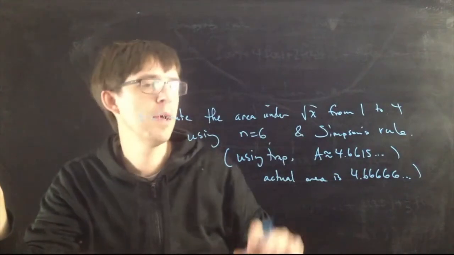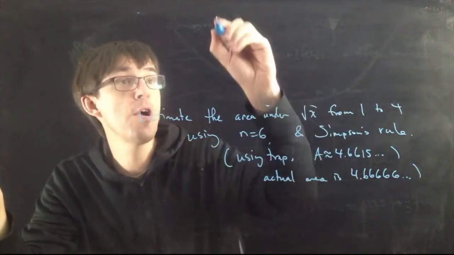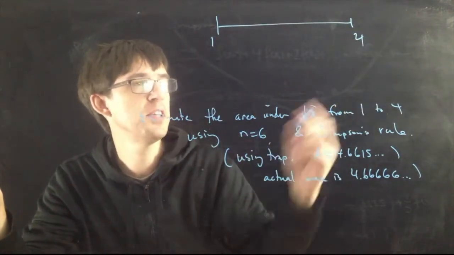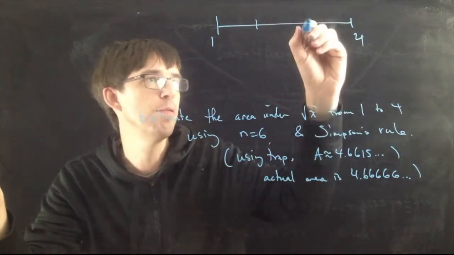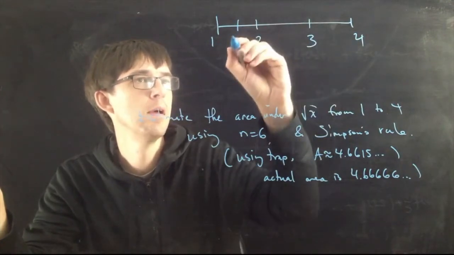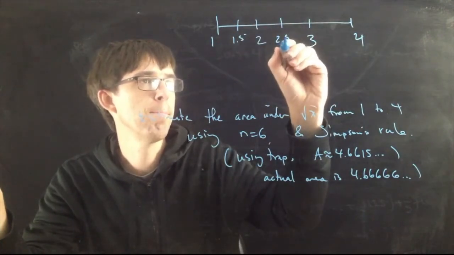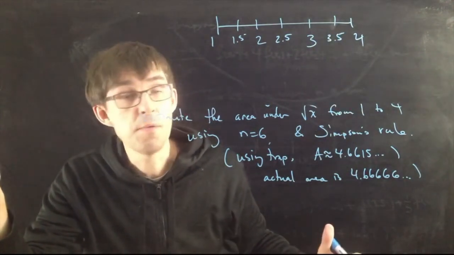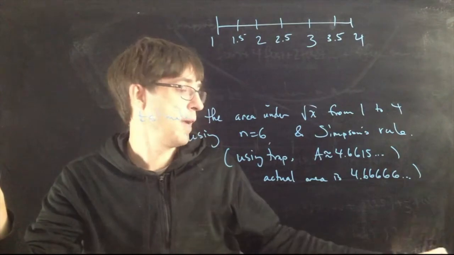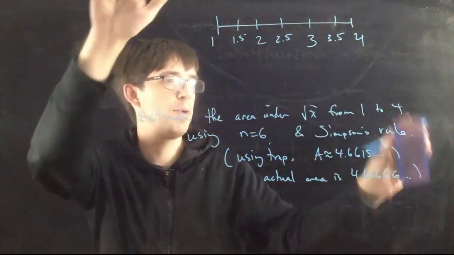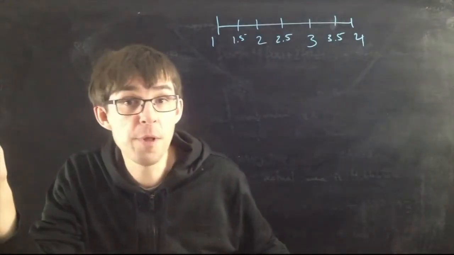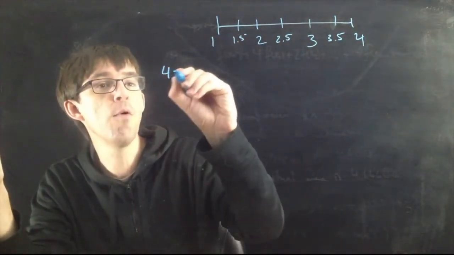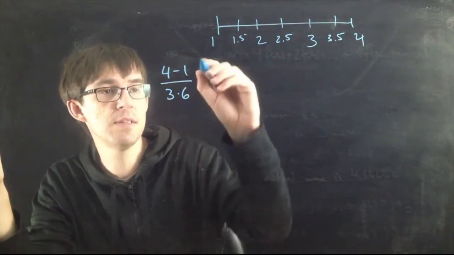Sorry, I had to erase the formula. We begin by drawing a little chart of the interval from 1 to 4 in this case, dividing into 6 pieces. It's the same as when we did the trapezoid rule. And I think we can just plug into the formula now. These are the points. Hope you still have the formula on your paper. The formula for Simpson's Rule says b minus a over 3n. That would be 4 minus 1 over 3 times 6 on the outside.